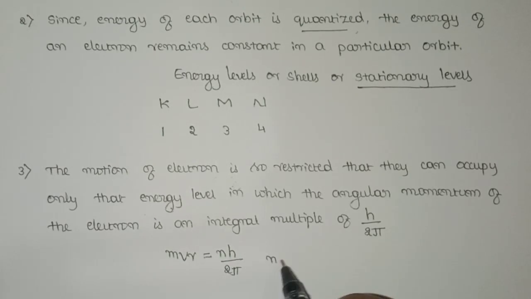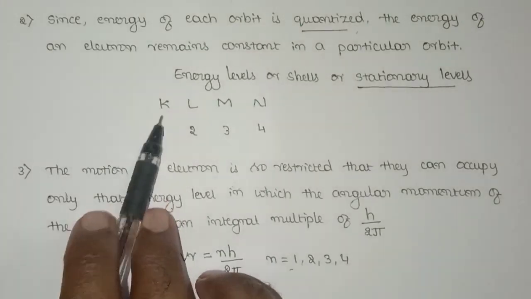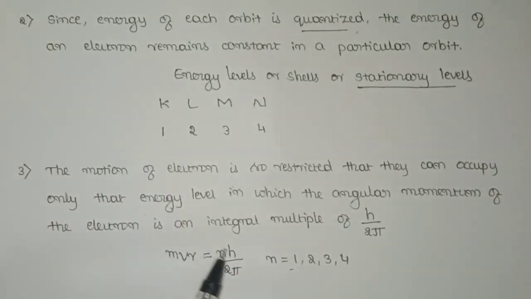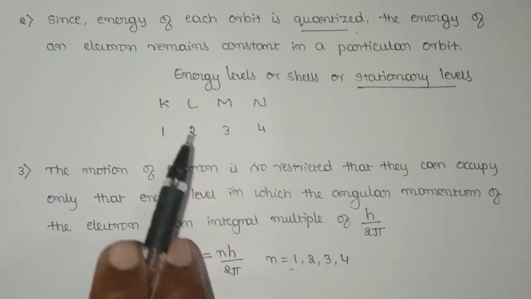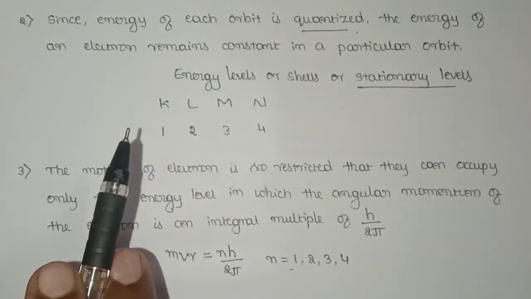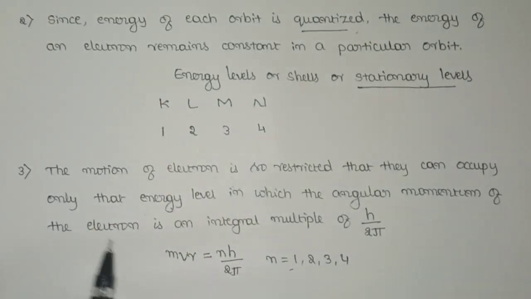Here the value of n will be 1, 2, 3, 4, that means the value of the shell number. The shell number will be inserted here to get the angular momentum, and that should match the practical angular momentum of that particular electron. Then we can say that the electron belongs to that particular energy level. This is purely in accordance with the third postulate of Bohr's model of the atom.